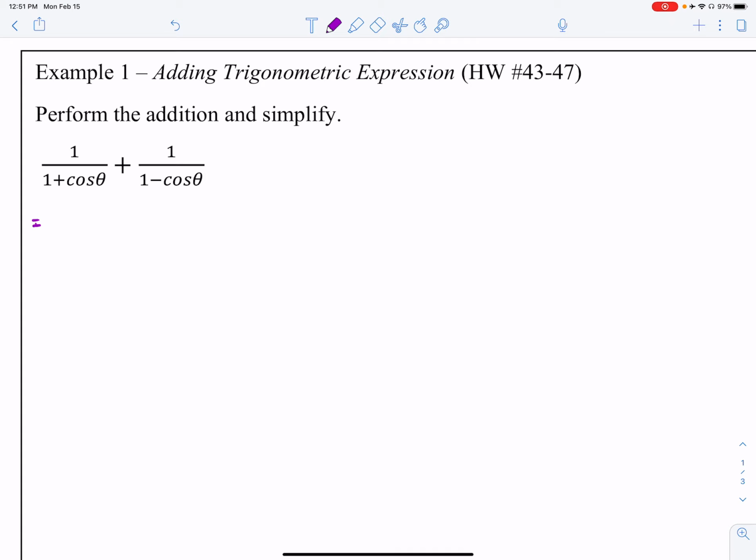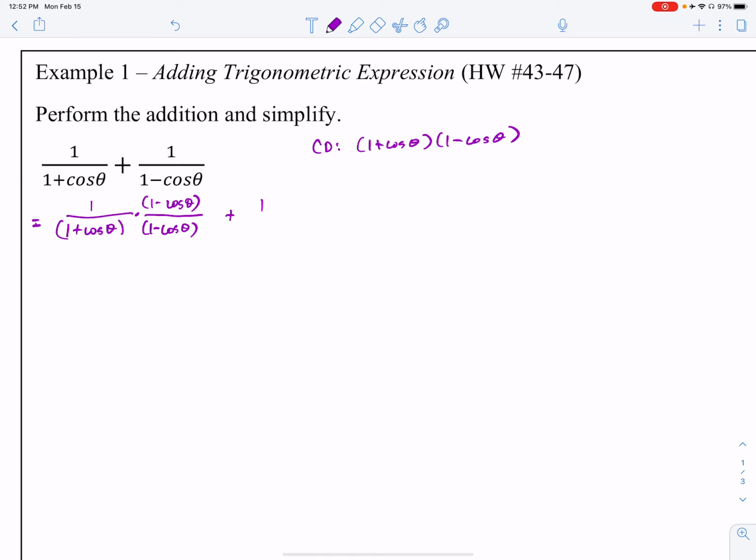Write complete full expressions as you go from line to line. And so in this one, the common denominator is going to be the product of 1 plus cosine theta times 1 minus cosine theta. And so in this first expression, you have 1 plus cosine theta. I'm going to put that in parentheses for communication. And so I'm missing the 1 minus cosine theta in the denominator. So I need to multiply both the numerator and the denominator by 1 minus cosine theta. That way I'm just multiplying that fraction by 1 and I will not change the value.